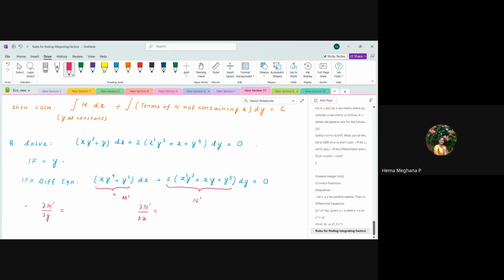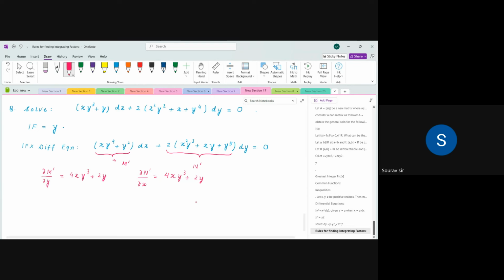Yes, sir. And what's the expression? Can you tell me? 4xy cube plus 2y. And that is same for both, right? So this confirms that yes, indeed, you can take this as an integrating factor.